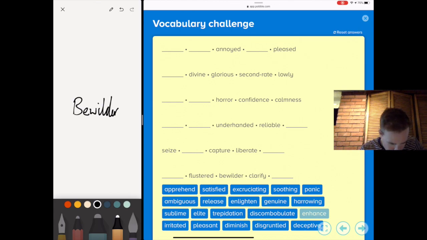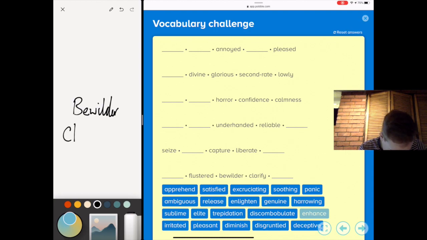Okay, so clarify. So if you're bewildered, you might say, there was a man over there, and sound all bewildered. If you're clarifying, you'd be very clear. There was a 6'3" man wearing a jacket stood over there. So you're adding clarity to your explanation. Okay, so you're clarifying what you're saying. You're adding explanation, I suppose. Okay. So the other antonym would be enlighten.